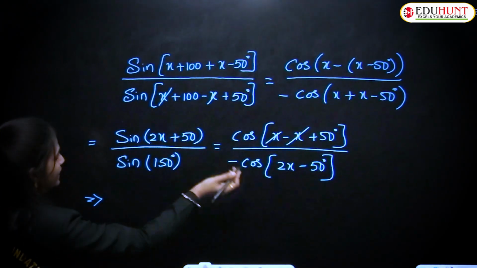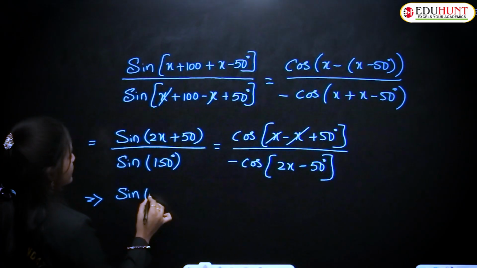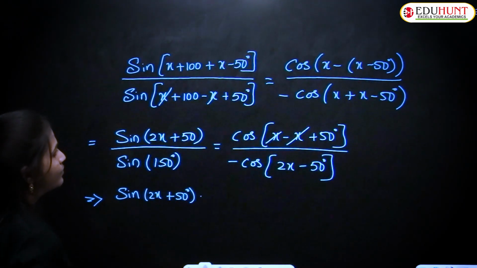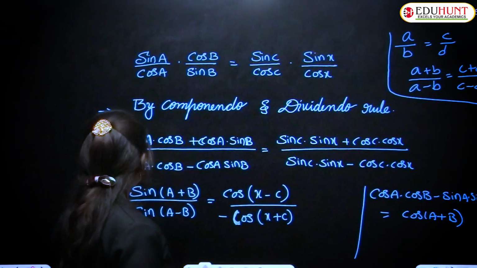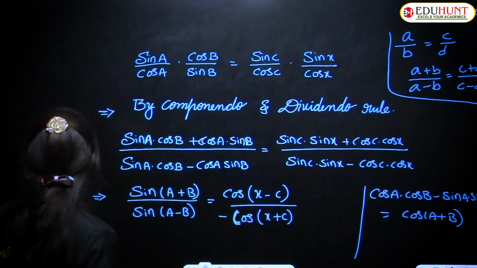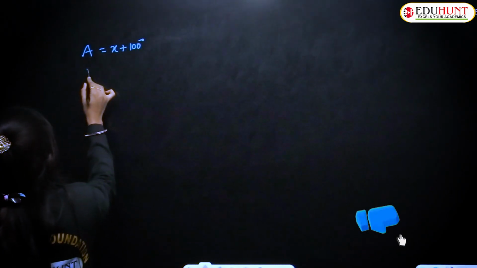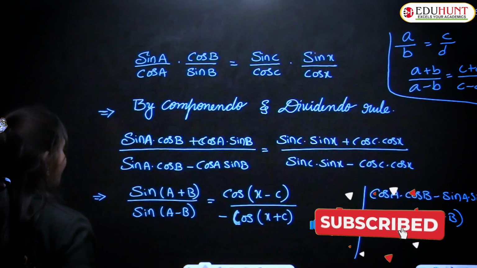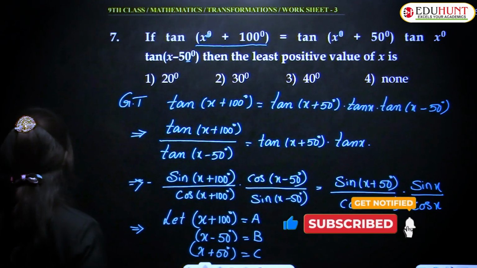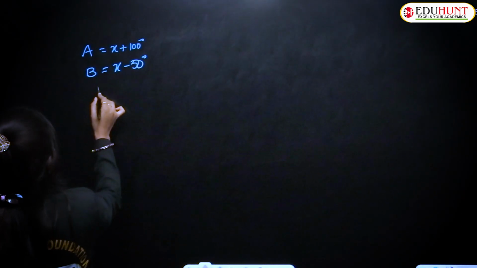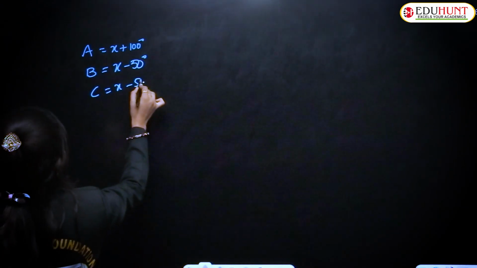So from this one, take the cross multiplication: sin of 2x plus 50 degrees into... So children, here we say sin of A plus B. So actually here A is equal to what we have taken, A is equal to x plus 100. Once again we will write that A is equal to x plus 100, B is equal to x minus 50, C is equal to x plus 50.